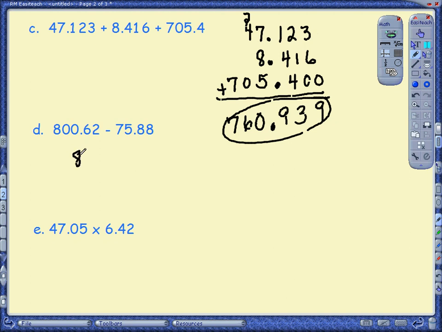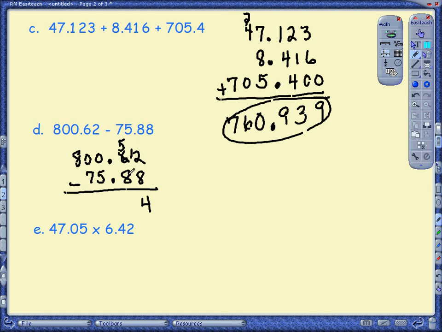Okay, this one is 862 100ths and 75 and 88 100ths. Again, when we're subtracting, we line up those decimal points. Now, in order to take 8 away from 2, I have to borrow from the 6. That makes it a 5, and I put the 1 I borrowed right here. 12 minus 8 is 4.